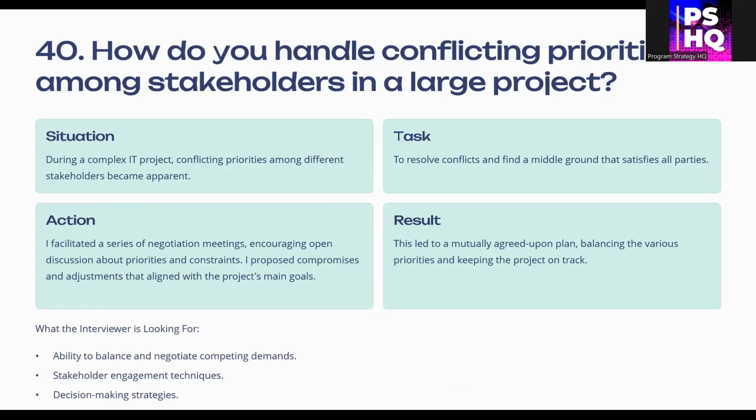Ability to balance and negotiate competing demands. Explain how you mediate between conflicting interests. Stakeholder engagement techniques: highlight how you ensure transparency and fairness. Decision making strategies: describe how you use frameworks like MoSCoW prioritization or data driven decision making. Be sure to include keywords like stakeholder prioritization, conflict resolution, negotiation skills, data driven decision making, MoSCoW prioritization, and compromise solutions.